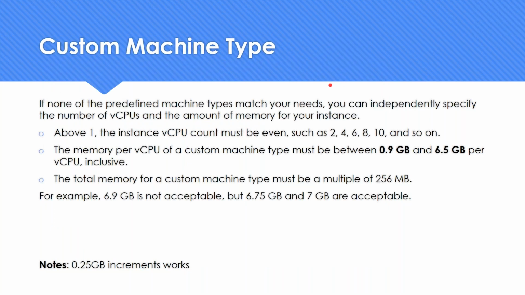Could be a possible interview question. If the interviewer asks you, tell me one or two very unique features which you don't get in other clouds, but it's only in GCP, then you can easily say custom machine type. You don't get it anywhere.